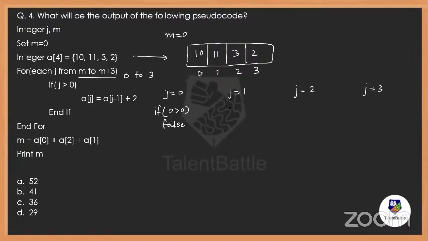When j is equal to 1, 1 is greater than 0, which is true. And we will calculate a of 1 is equal to a of j minus 1, and j is 1, 1 minus 1 means 0, means a of 0 plus 2. Now we know that when we represent a of 0 or a of 1, we are actually targeting the value present at that particular index. Now which value is present at a of 0? 10. So 10 plus 2 will give me 12. Now my a of 1 is modified and this is 12.